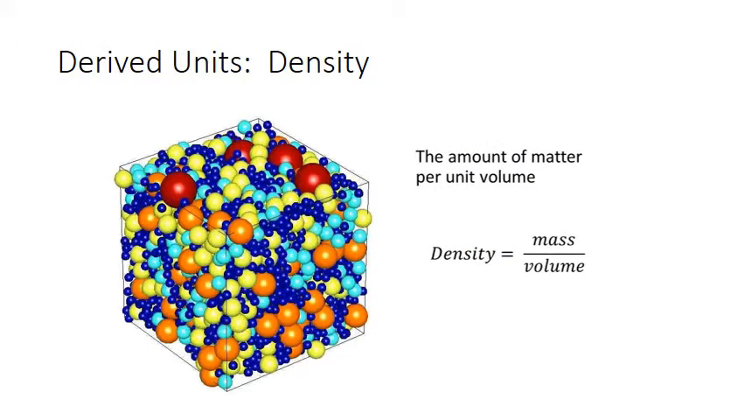There is one other derived unit you need to be familiar with. That is density. Density is defined as the amount of matter in a given unit of volume. Something with a high density has a lot of matter packed into a given volume. Something with a lower density has very little matter in the same amount of space. The formula for calculating density is the mass of the substance divided by its volume.